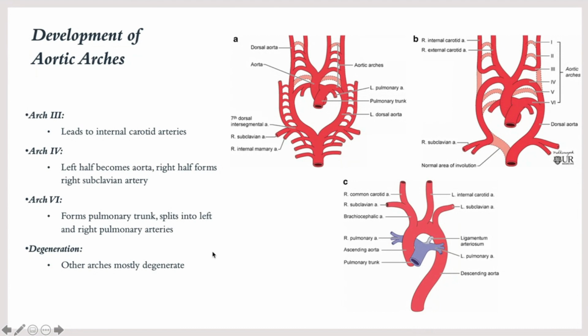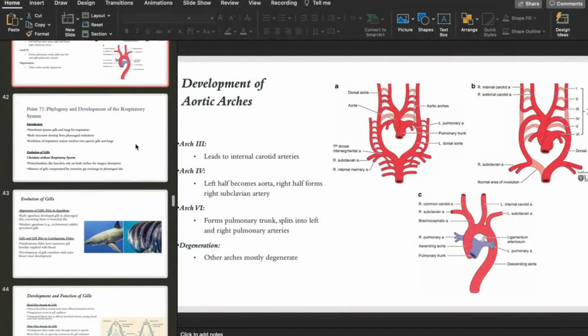Then all the other arches, other than these 3, are going to disintegrate. They're going to degenerate. So this is in human development, by the way. So in human development, we only have these 3. All the other arches, so arch 1 and 2, they are gone. All right, so that was the end of the circulatory system.